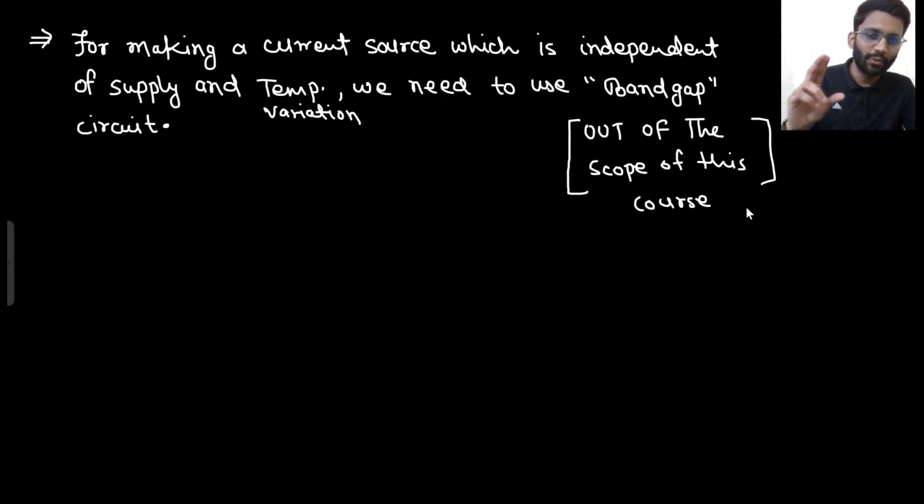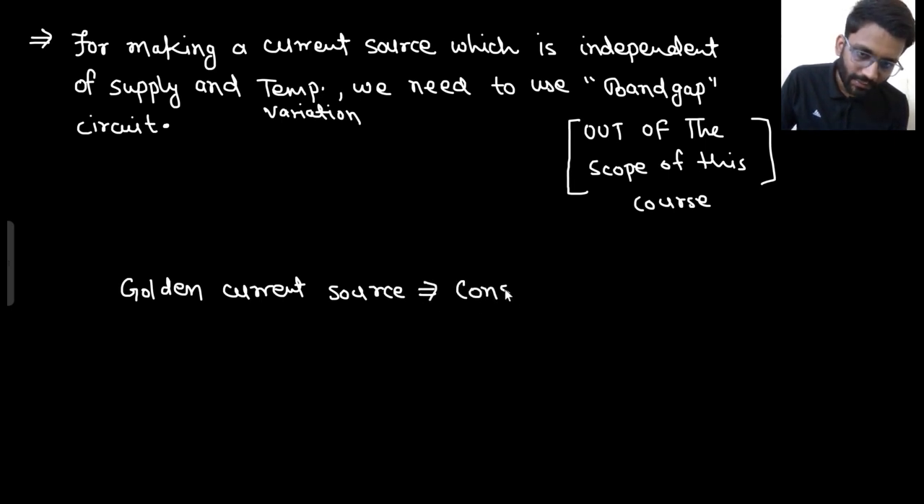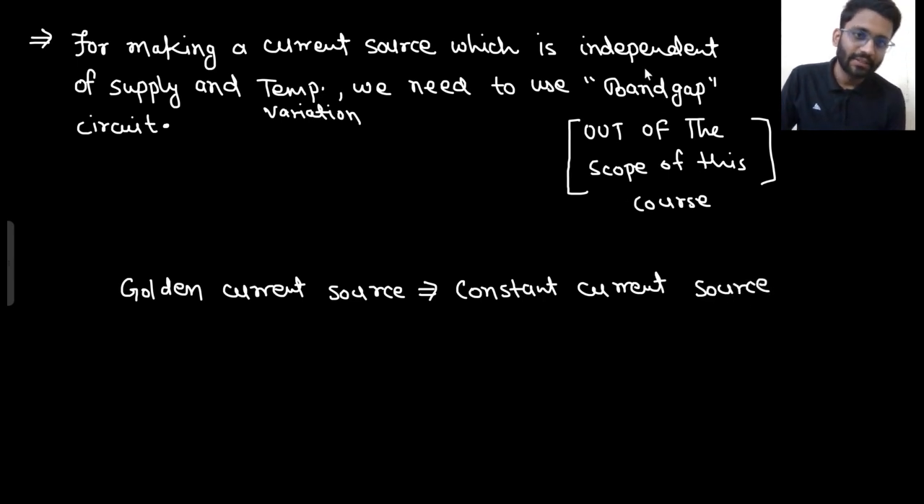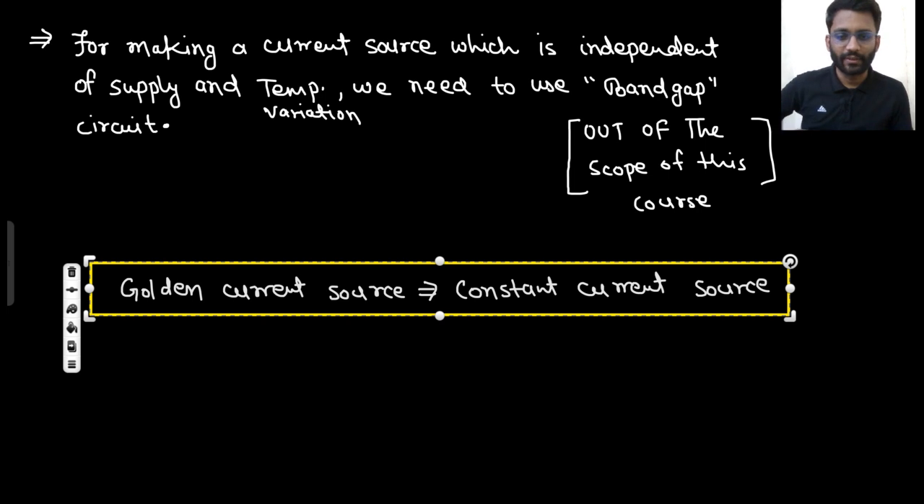Okay. So you just need to know that by using a band gap circuit, we can get a constant current source which is independent of supply variation and the temperature variation. And that current source is known as golden current source. That is constant current source, basically. So we get a constant current source from this BGR circuit, from band gap reference circuit, from band gap circuit.